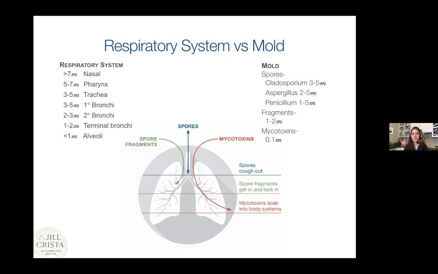As the diagram shows, the spores can go in and get trapped in that clearance system, and the little fingers, the brush border, bring them back up, and we cough them out. They cause an inflammatory reaction locally, but they don't typically stick around. Fragments, however, are like little asbestos. They're highly inflammatory, and they can get into the lung tissue beyond where we have the clearance system, and that's how they can cause perpetual inflammation and irritation. Mycotoxins are 0.1 microns in size. They go right down to the alveoli and right into the blood system.